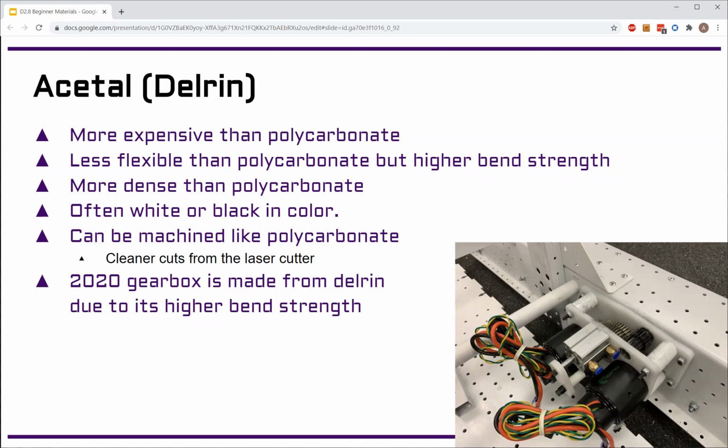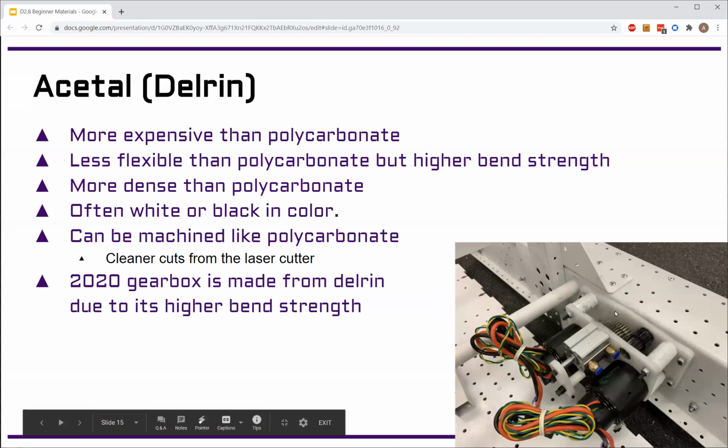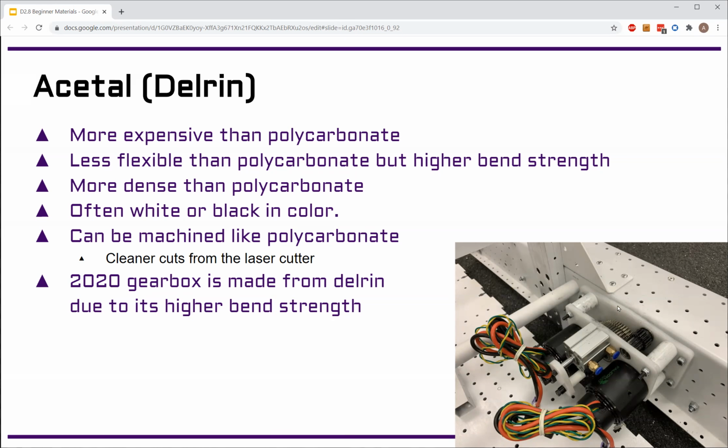It's machined just like polycarbonate for the most part. It's pretty easy. And it has the advantage of having a much cleaner cut on the laser cutter. So if we need to do slightly more precise things like our gearbox plates, the Delrin is a little bit nicer there. We don't have to do any cleanup work, so you can keep the size of the holes the correct size very easily. And having these plates be less likely to bend is also useful in this application. So that's one of the places we use it. We'll use it in a few other places.